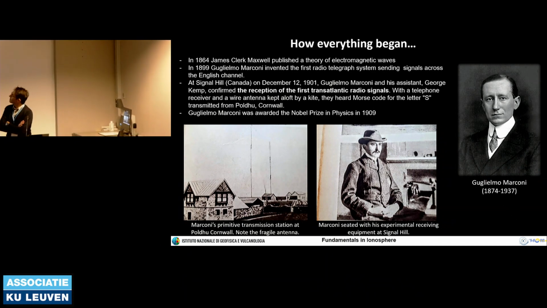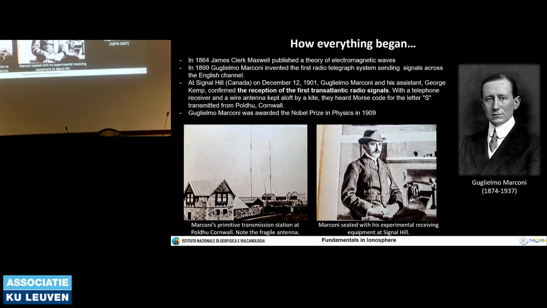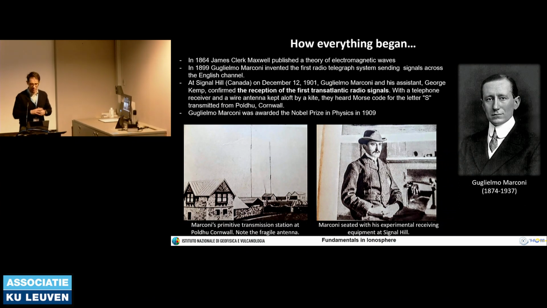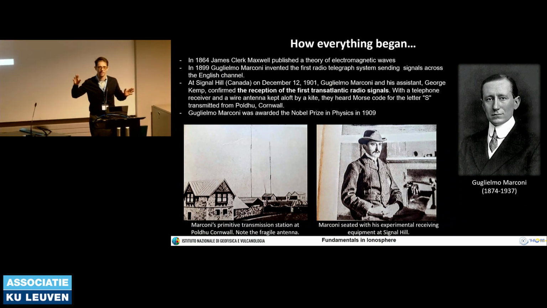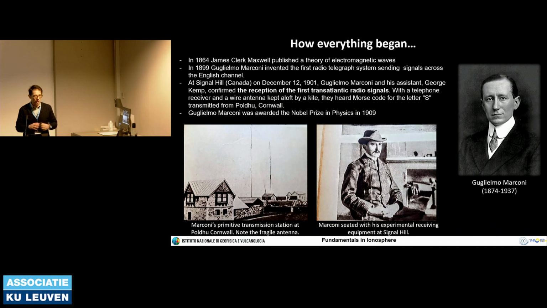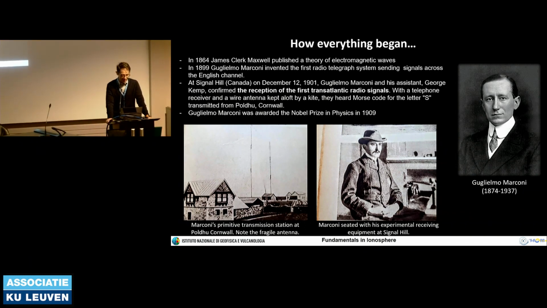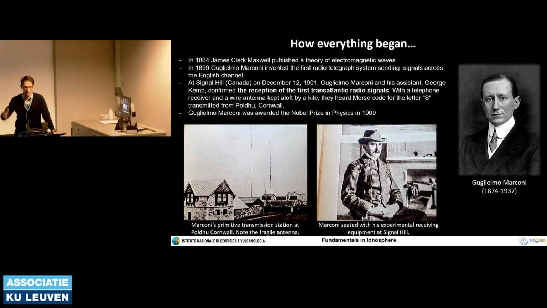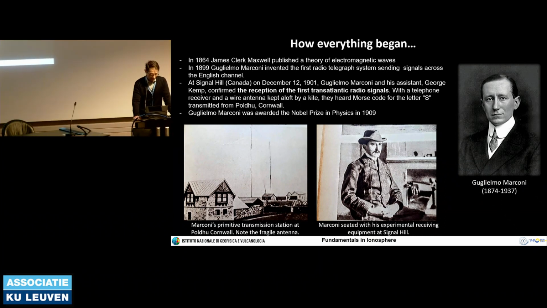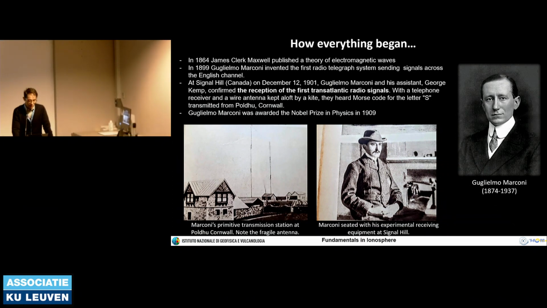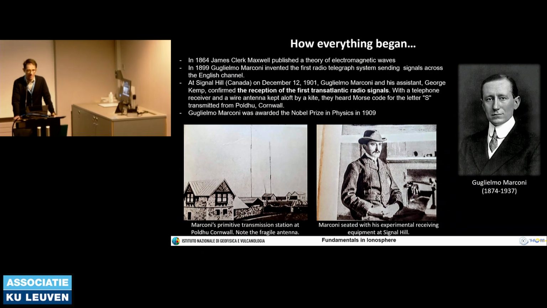Everything began with the electromagnetic theory of James Clerk Maxwell. And in 1899, Guglielmo Marconi invented the first radiotelegraph, sending signals across the English Channel. Then everything changed in 1901, because a transatlantic radio signal was transmitted from Cornwall to Newfoundland in Canada, and it was the first transmission using the ionosphere as a medium to transmit the signal.